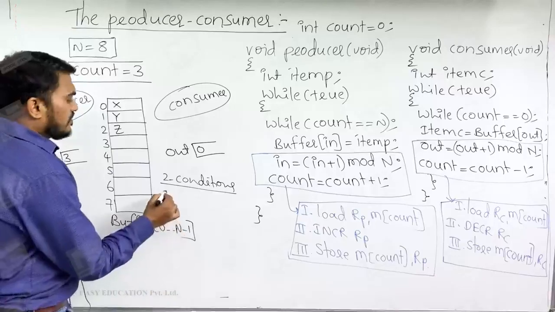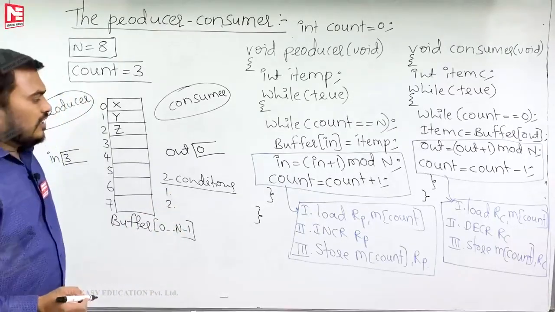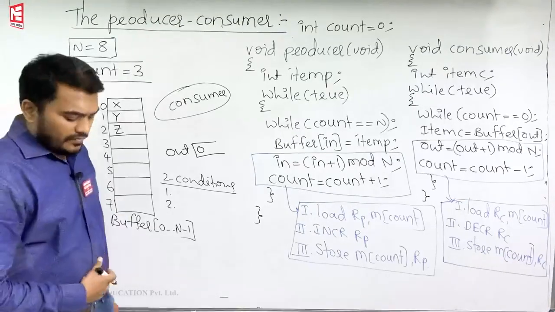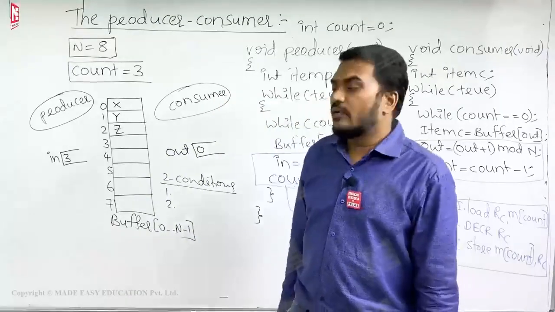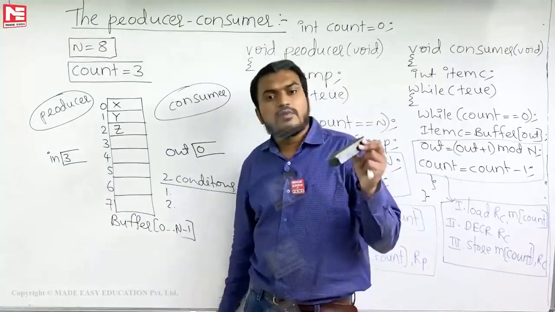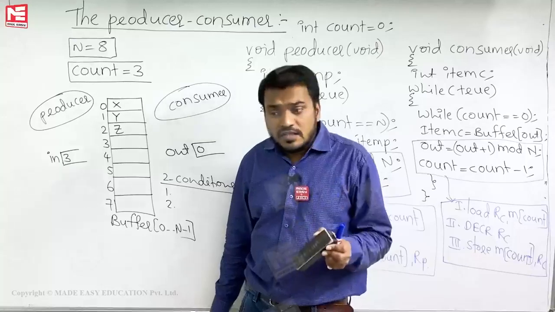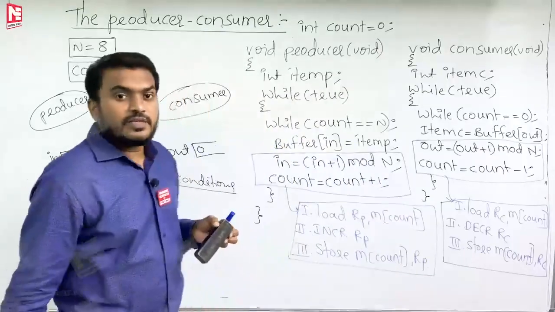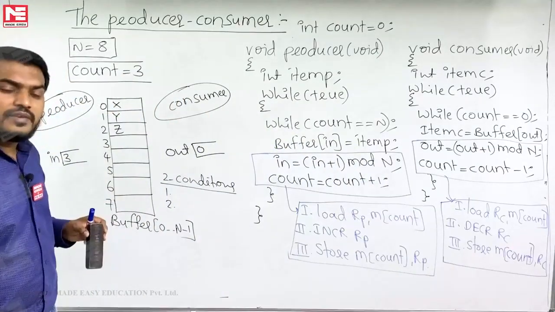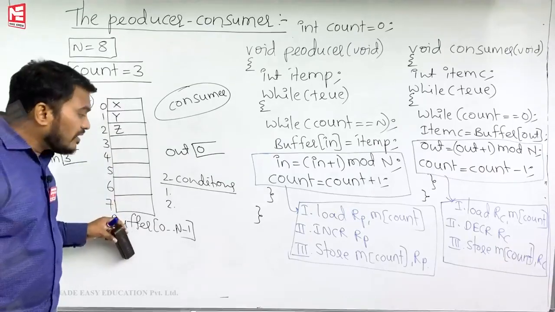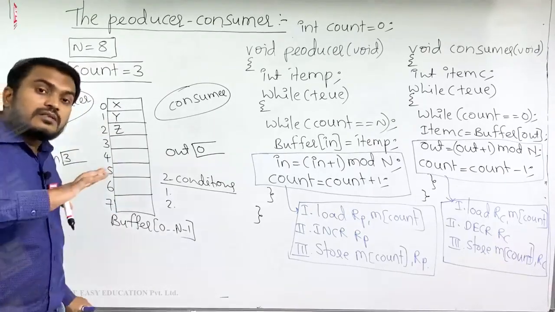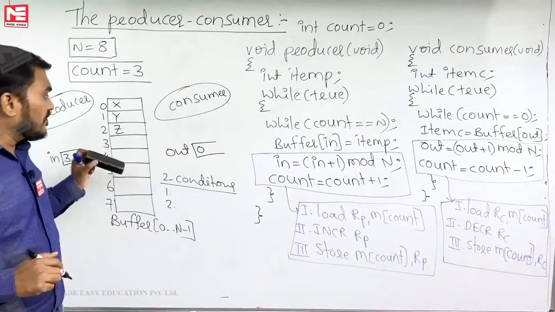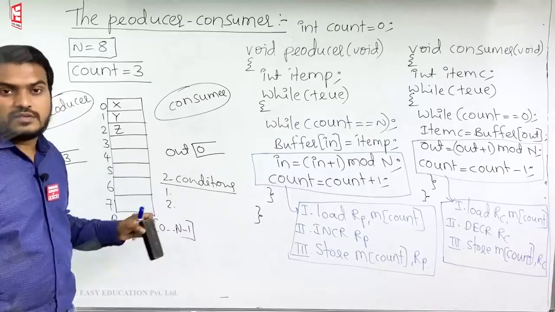So, what are the two conditions to be followed? You can guess. Understand, the producer keeps on producing items into the buffer. Remember, the producer can produce an item into the buffer only when there is some empty slot present in the buffer. It means, if the buffer is full, the producer is not allowed to produce the item into the buffer.